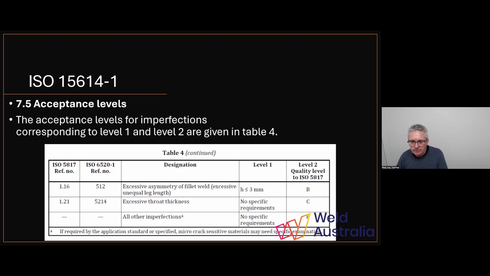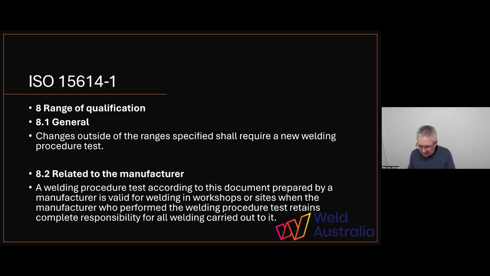Section 8 goes through the range of qualification. So remember that we're developing a WPQR, but it also has to have a range of qualification on that WPQR. 9606 is the range of qualification for the operator. We want to know the range of qualification for this document in particular. So this is where all that section sits, right in here.